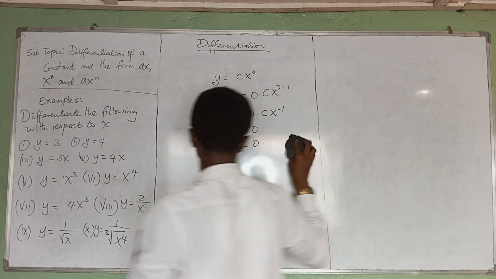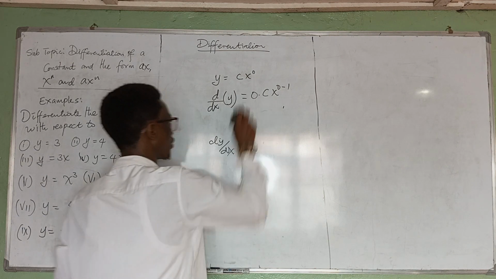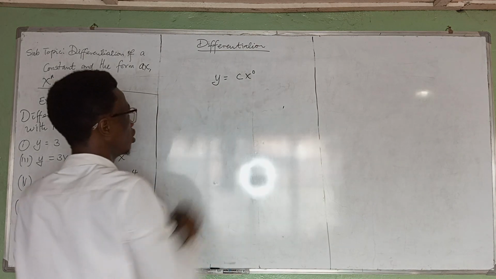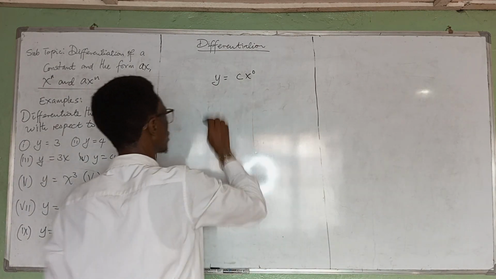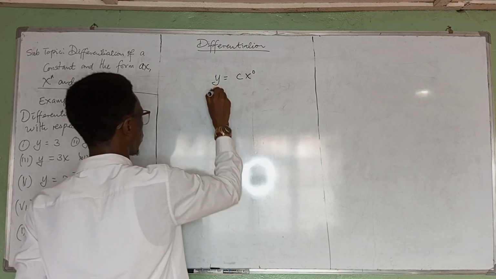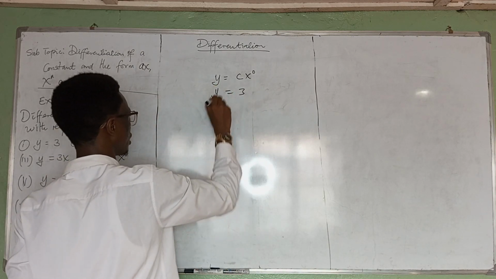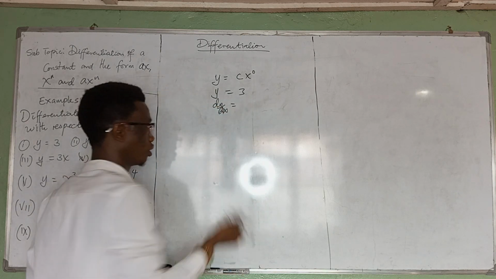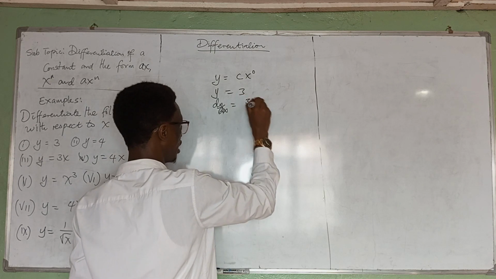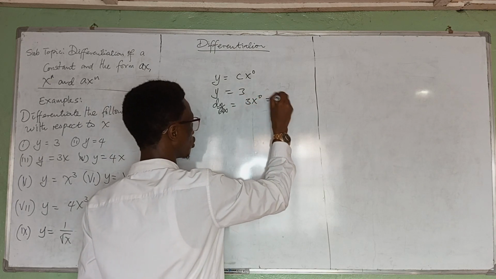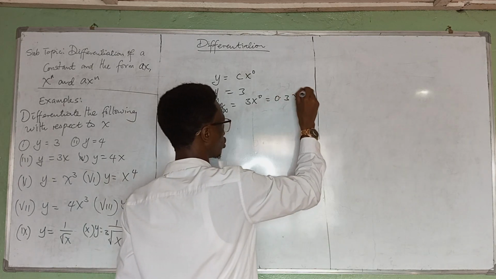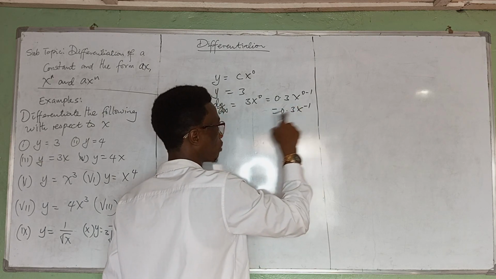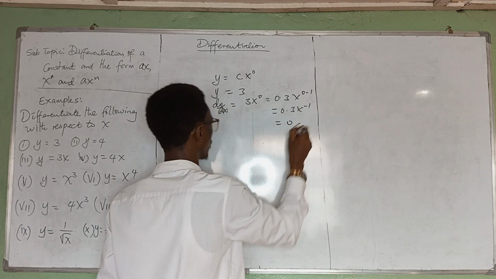For the first one, it says y equals 3. If we differentiate this, dy by dx becomes what? 0. Because it's going to be 3x raised to the power 0, which becomes 0 multiplied by 3x raised to 0 minus 1, which is 0 multiplied by 3x raised to minus 1. But any number multiplied by 0 becomes 0.